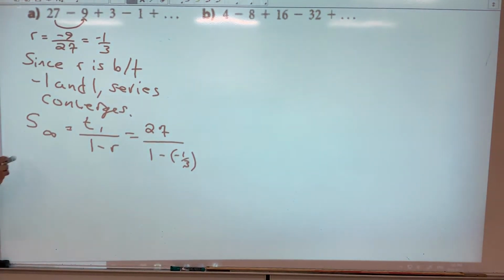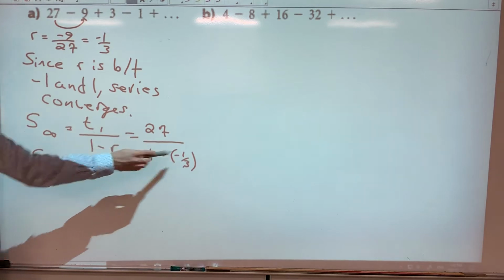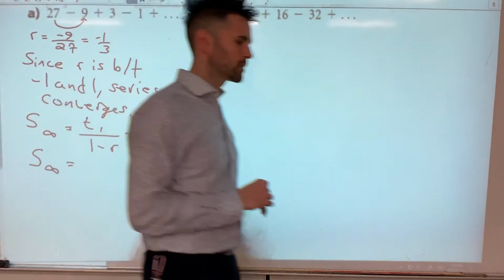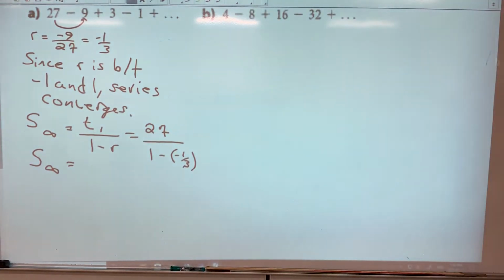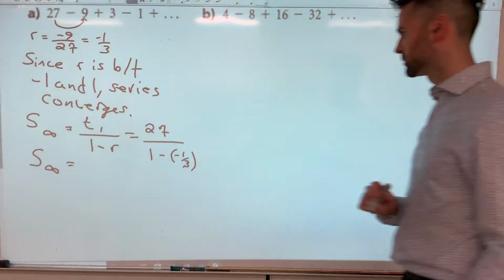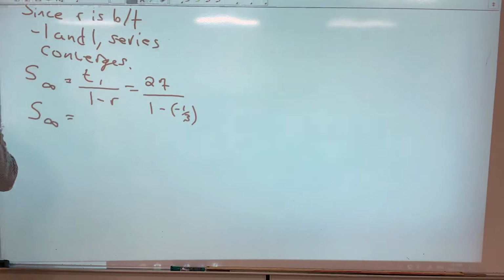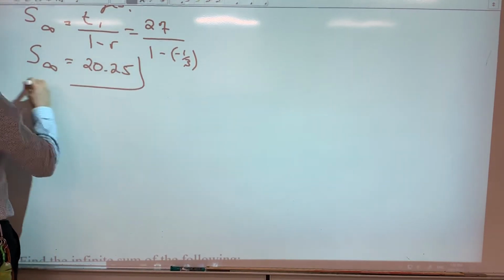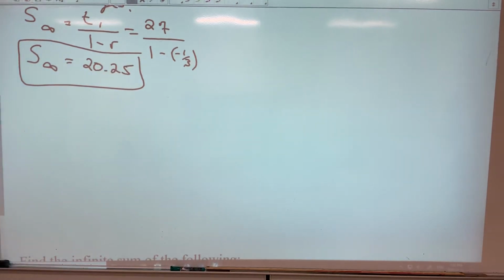So when you type that in on your calculator, you just want to make sure that you go 1 plus. So I'll tell you the answer I got. That gives me 20.25. So there it is. That's everything the question is asking for. Pretty easy. Any questions about A?